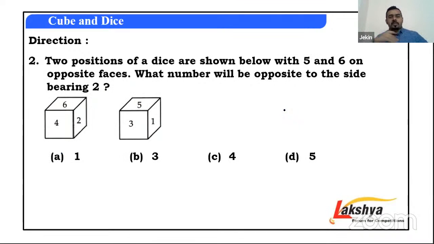Again, two positions of dice are shown with 5 and 6 as opposite faces. तो यहाँ पे उन्होंने बोल दिया है which are the opposite faces? 5 and 6. So 6 is one and 5 is another. यहाँ पे थोड़ा careful रहना है. I will tell you why careful रहना है, क्योंकि opposite faces बताया है. What is the question? They are asking which number will be the side opposite to 2.